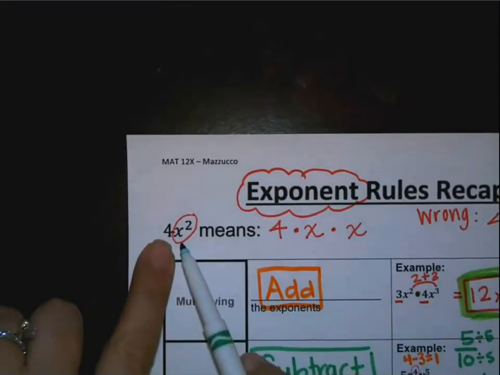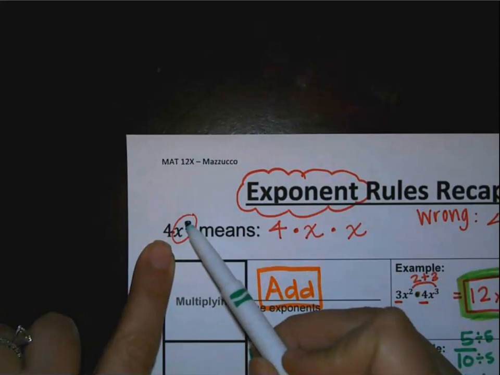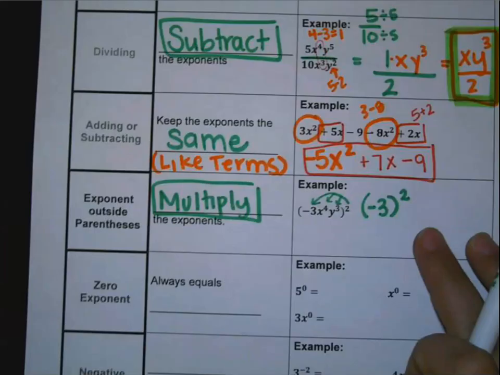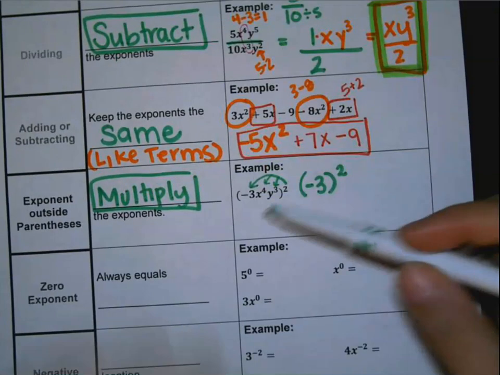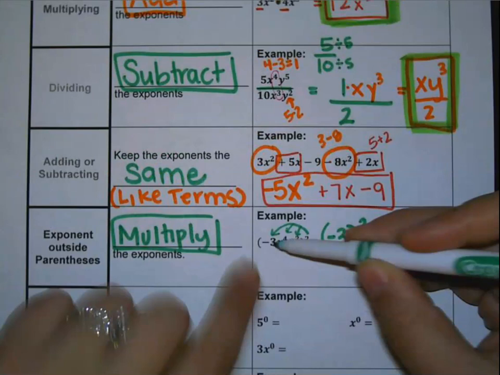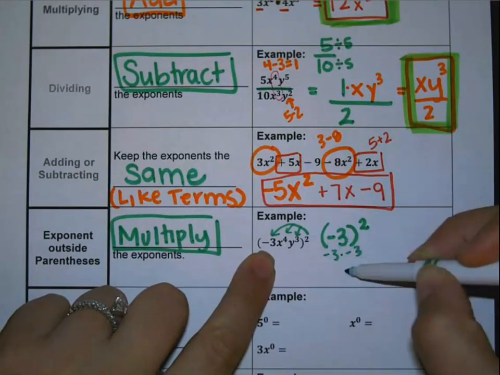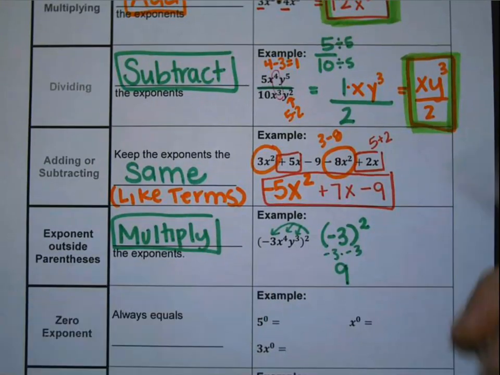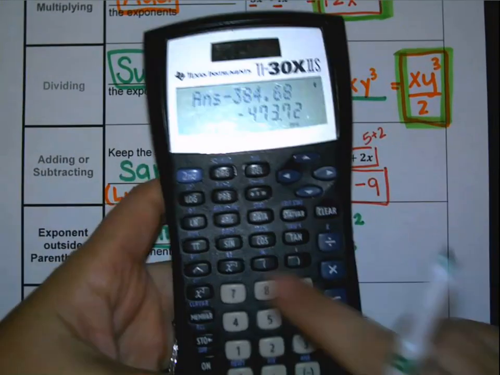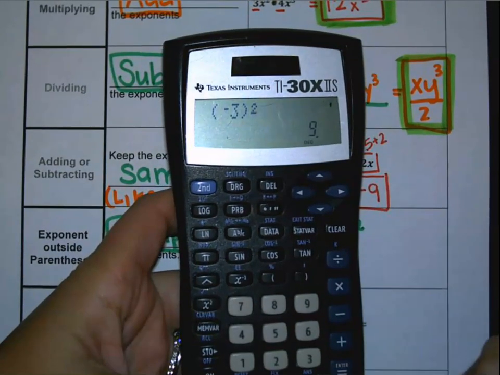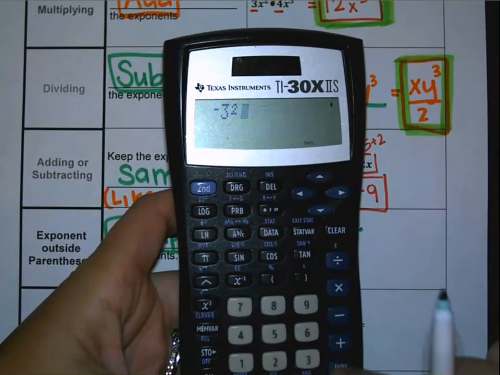If we go back to that first problem we started with, do you see the difference? This 2 just goes with the x because there's no parentheses, whereas in this problem there are parentheses, so we distribute. This is going to be -3 squared, so that's -3 times -3, which is +9. And remember, if you have a calculator, you have to put parentheses around -3 squared. If you don't put parentheses, it's going to be wrong.